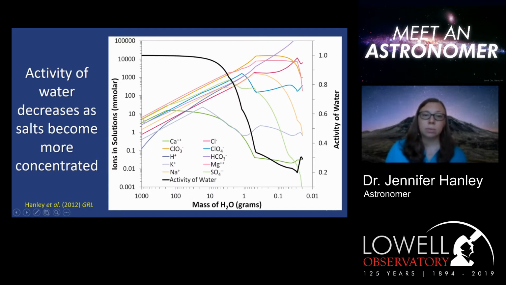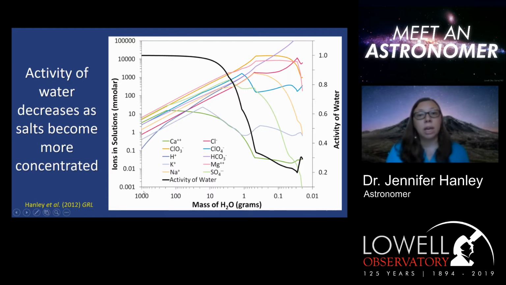So you can see here, all these different colors are different ions, and we're starting between 0.1 and 10 millimolar of a concentration of a single ion. On the right, we have activity of water, and that's this thick black line here. So you can see at 1 kilogram here, we start at an activity of water of 1. That's because the solution is not very concentrated.